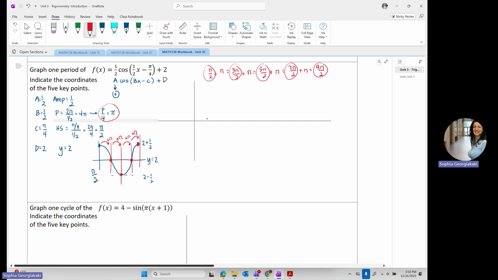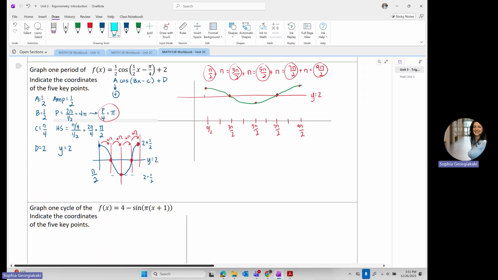I'm going to go to pi over 2, and then 2 pi over 2, 3 pi over 2, 4 pi over 2, 5 pi over 2, 6 pi over 2, 7 pi over 2, 8 pi over 2, and 9 pi over 2. The midline is y is equal to 2. I have a high point, a midline, a low point, a midline, and a high point. The graph will look like a wave.